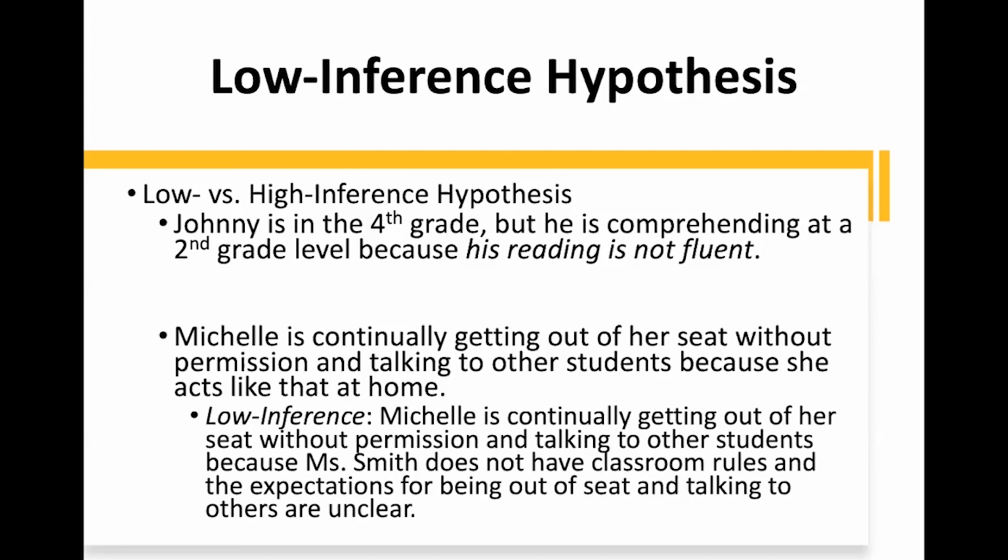So how could you change that? Michelle is continually getting out of her seat without permission and talking to other students because Ms. Smith doesn't have classroom rules and expectations around being out of seat and talking to other students. The classroom management expectations are unclear. That would be your low inference hypothesis. So what is the intervention to help Ms. Smith with her classroom management? That's your intervention. I don't need to do anything with Michelle. I'm intervening with Ms. Smith to help her address her classroom management difficulties.